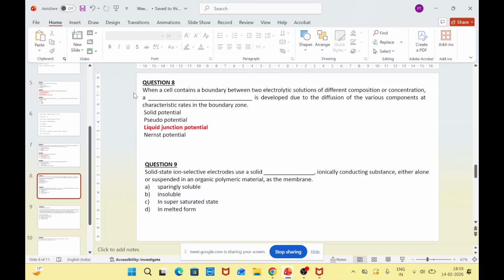Next, solid state ion selective electrodes use a solid, ionically conducting substance, either alone or suspended in an organic polymer material, as the membrane. Question 9.